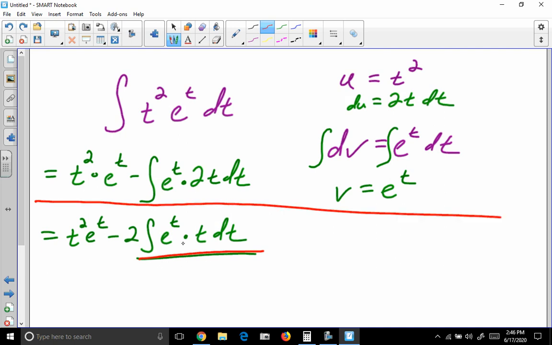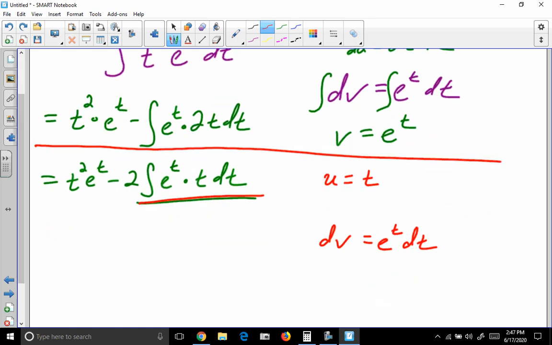We don't directly have a formula to integrate that, so we would have to pick a u and pick a dv. So this time u would be t, dv again would be e to the t dt. Notice that takes care of this part and that part, so we've accounted for u and dv. So du would be the derivative of t times dt. V would be the integral of that, which again is e to the t.